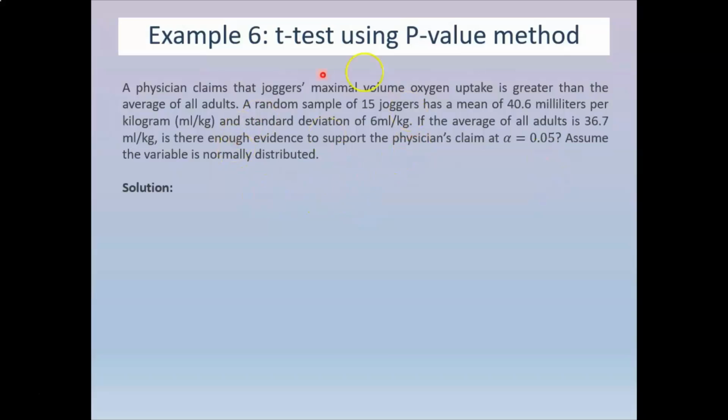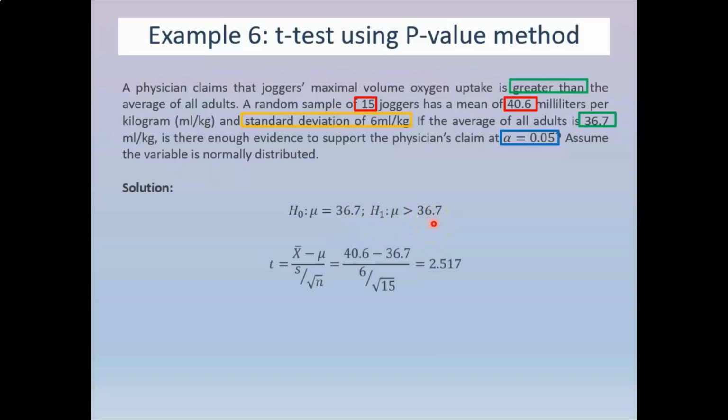Then to do the t-test for this situation, all the information is like this. Greater than 36.7, the sample 15, and the sample mean is 40.6, and then the standard deviation 6 and alpha 0.05. And then the hypothesis will be like this. H null, mu equals 36.7 and H1, mu more than 36.7. Then we find the t-test value using the formula. We obtain 2.517.